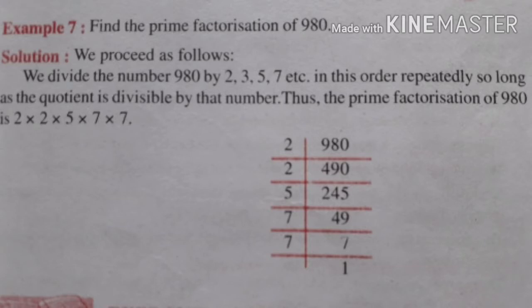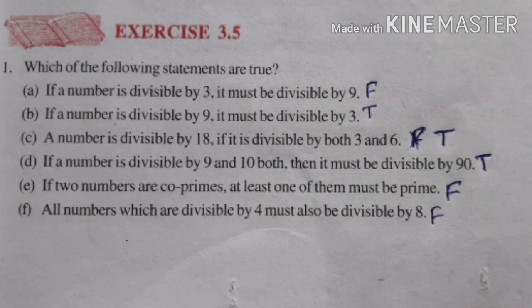Find the prime factorization of 980. Here we have to go on dividing the number 980 by prime numbers such as 2, 5, 7, 11, like that. Dividing by 2, 490 as a quotient, then again by 2, 245, then by 5, 49, then 7 sevens are 49, then 7 ones are 7.